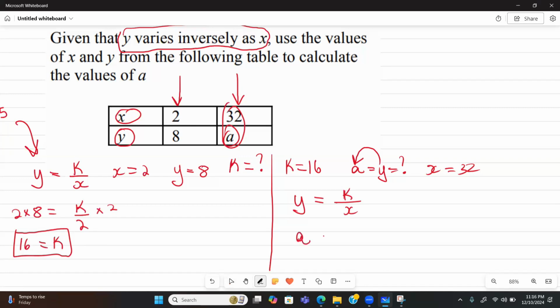So A is equal to k, which is 16, over x, which is 32. At this time, we realize that 16 could cancel into itself and 32. So 16 into itself is 1. 16 into 32 is 2. So what we do have is that A is equal to 1/2. And we're done.